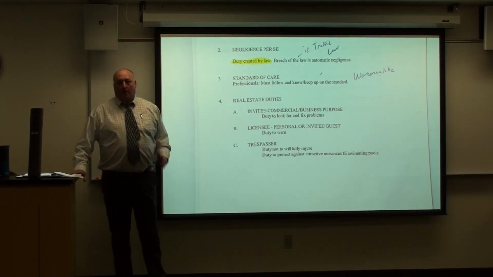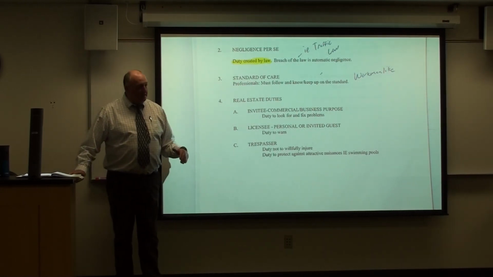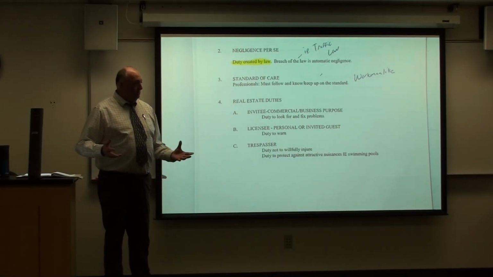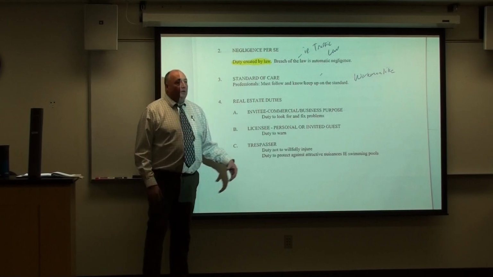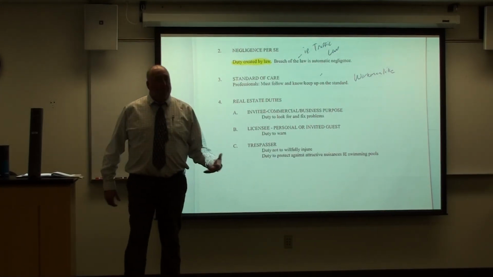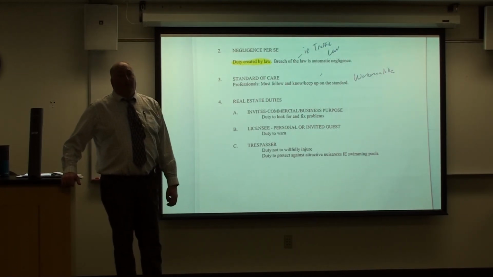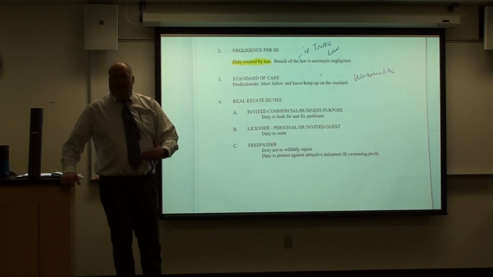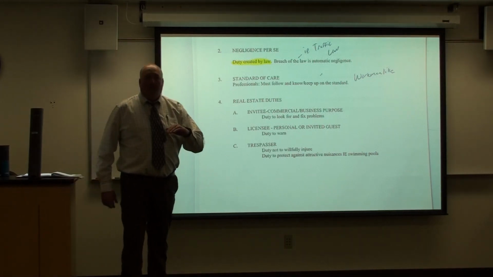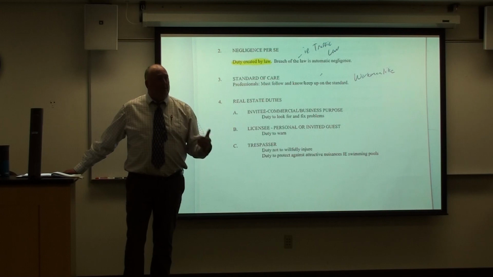Next one down, lower level, still a pretty high level of obligation, and that is a licensee. Licensee means permission, but not for commercial purposes. So basically somebody's on your property as a personal guest, an invited guest. Maybe I invite you over to watch the Super Bowl or a birthday party or whatever the case is. I then have not the same standard as business, but still a pretty high standard. If I know about a problem, at the very minimum, I need to warn you about it, if it's something that could hurt you.